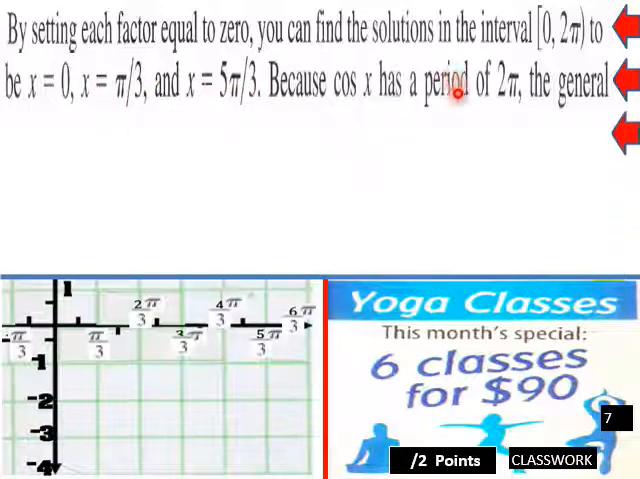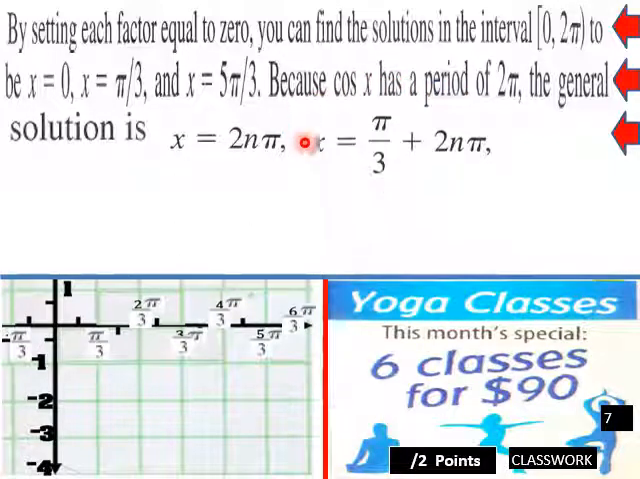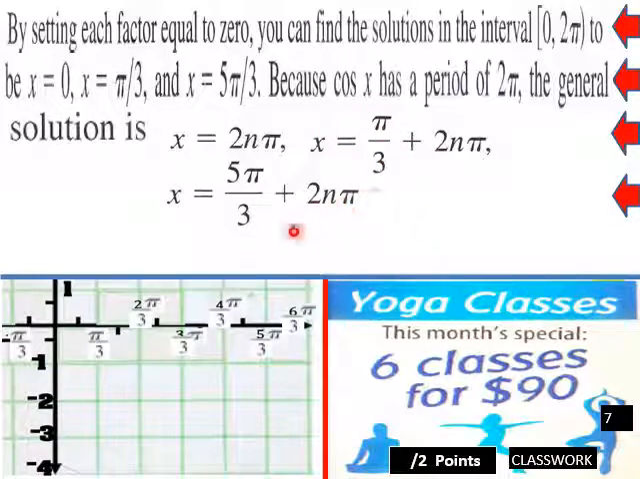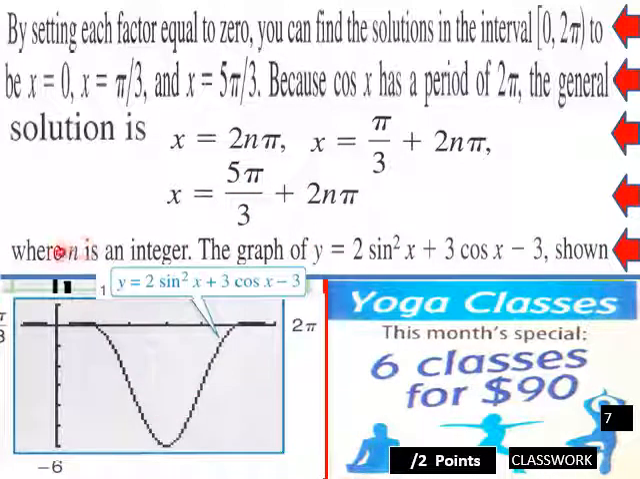Because cosine x has a period of 2 pi, the general solution would be x equals 2n pi, x equals pi over 3 plus 2n pi, and x equals 5 pi over 3 plus 2n pi, where n is an integer. The graph of y equals 2 sine squared x plus 3 cosine x minus 3 is shown right here. These would be your zeros up here, and that corresponds up here. Pi over 3 is here, and then 5 pi over 3 would be over here.